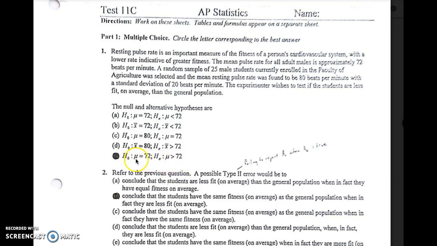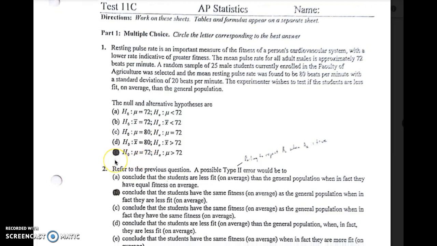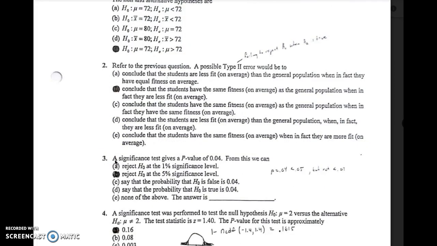And make sure you're using mu, not x bar, for your hypotheses. So the answer for number 1 is E. For question 2, a type 2 error in this situation would be what? And so a type 2 error is when you fail to reject the null hypothesis when the alternate hypothesis is true.